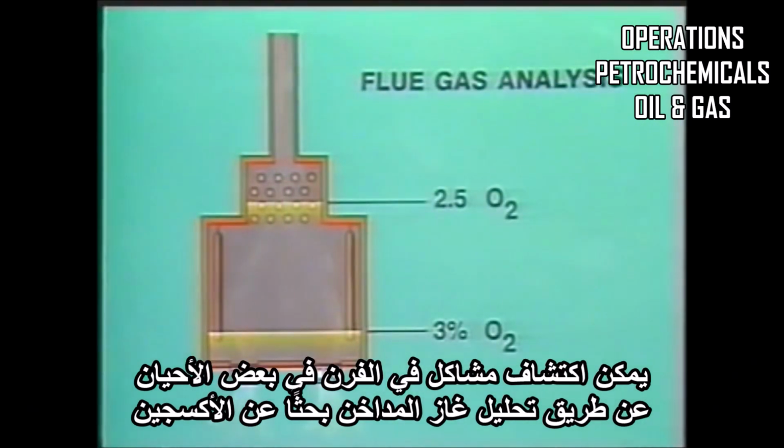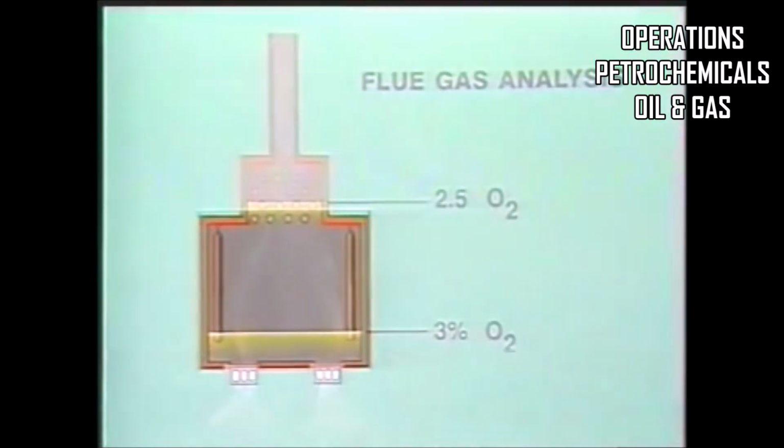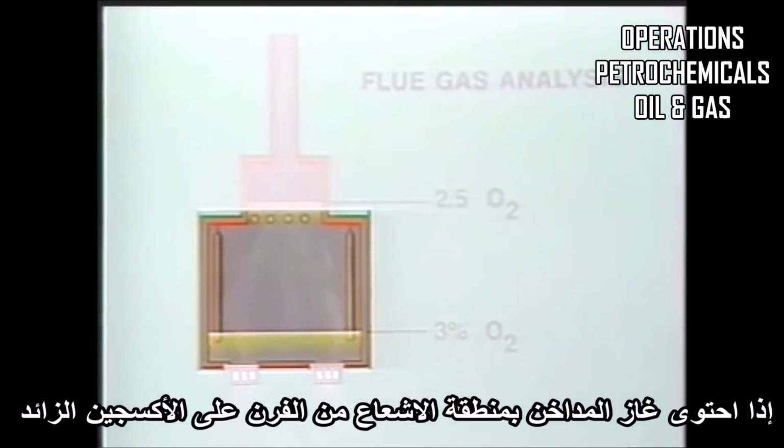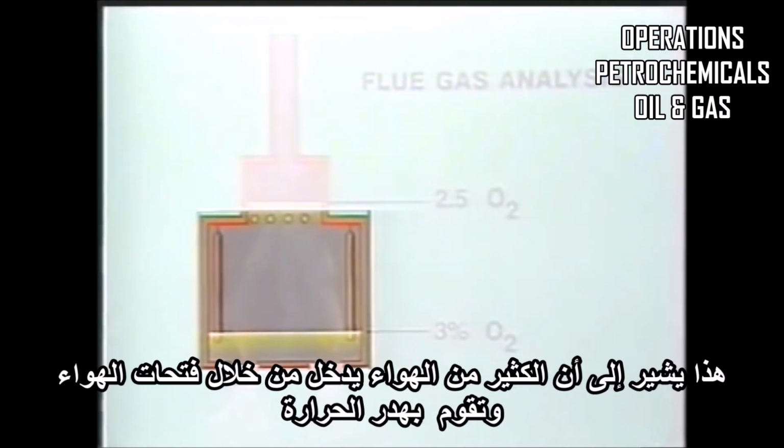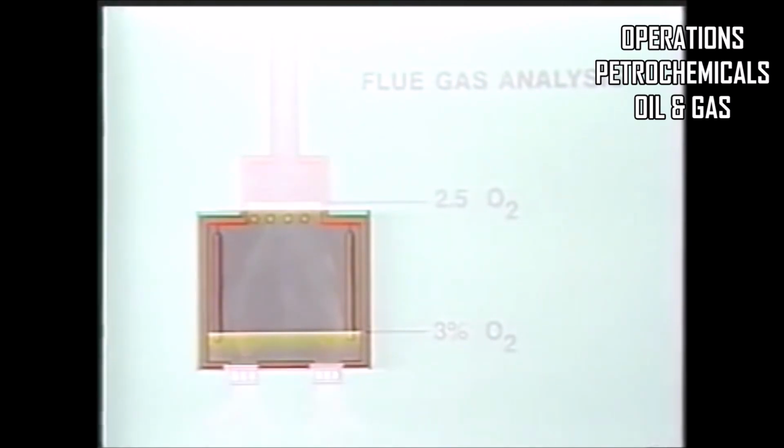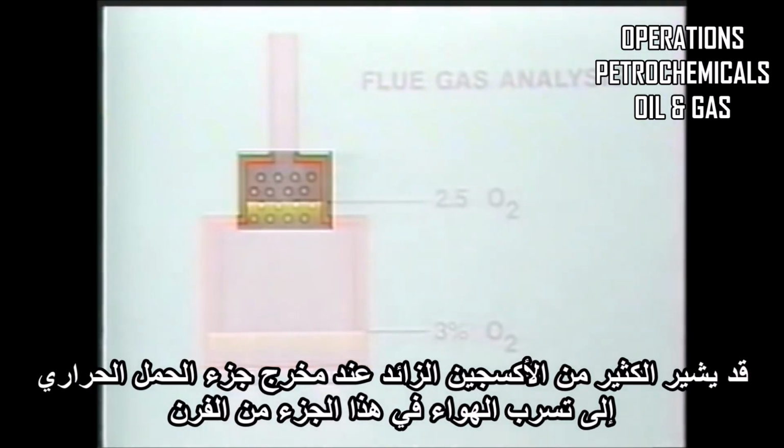Problems in the furnace can sometimes be detected by analyzing the flue gas for oxygen. If the flue gas from the radiant section of the furnace contains excess oxygen, this indicates that too much air is entering through the air registers, wasting heat. Too much excess oxygen at the outlet of the convection section may indicate that air is leaking into this part of the furnace.